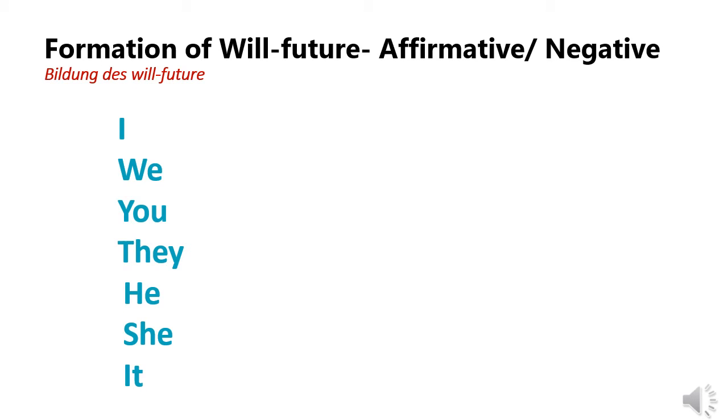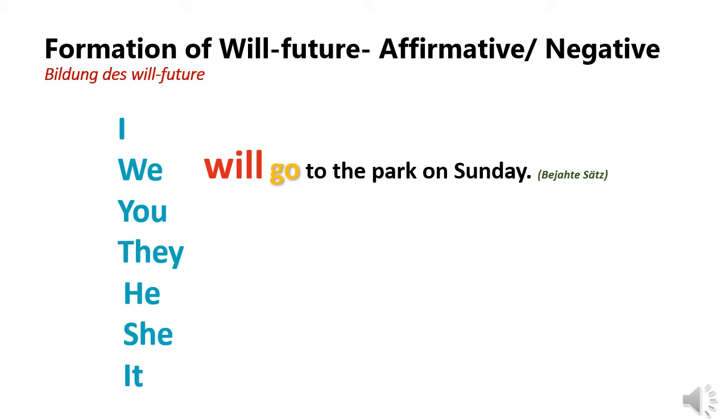Here we have how to build sentences in the affirmative and negative form with will future. First, we need a subject that could be any. Then the modal verb will, and then the infinitive of the verb. Just like in this example. I, we, you, they, he, she, it will go to the park on Sunday. The short form of this verb tense is formed by using the apostrophe and LL after the subject. For example, he'll play volleyball next Saturday.